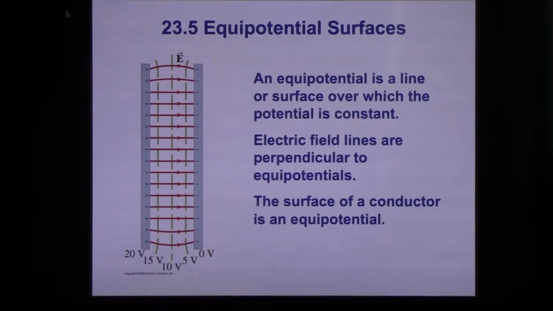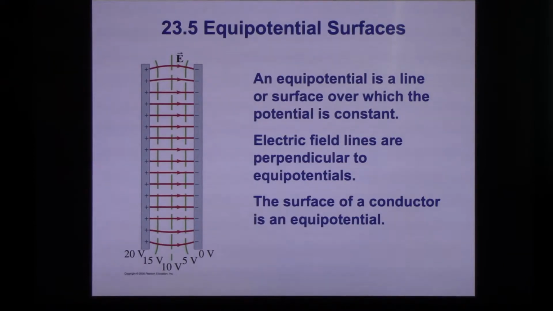Good morning. It looks like we have one more class, one more lecture on chapter 23. We have been looking at electric potential and electric potential energy, and we're ready to wrap it up today. This is our third and last presentation on this.